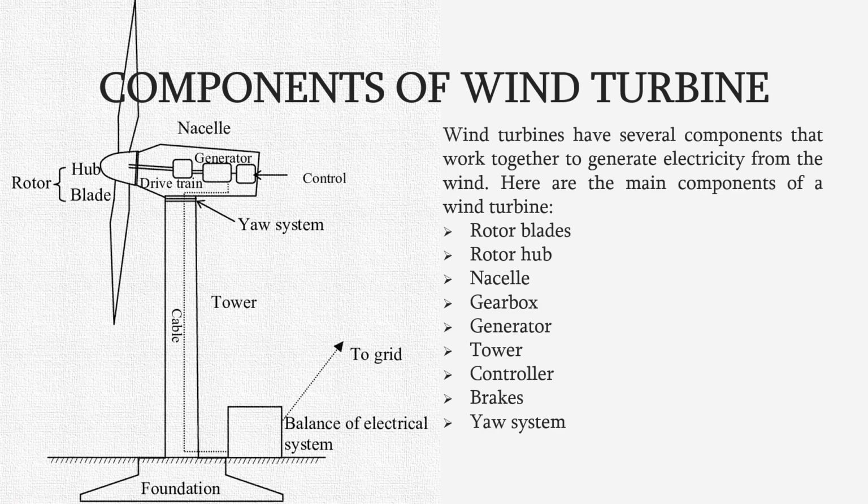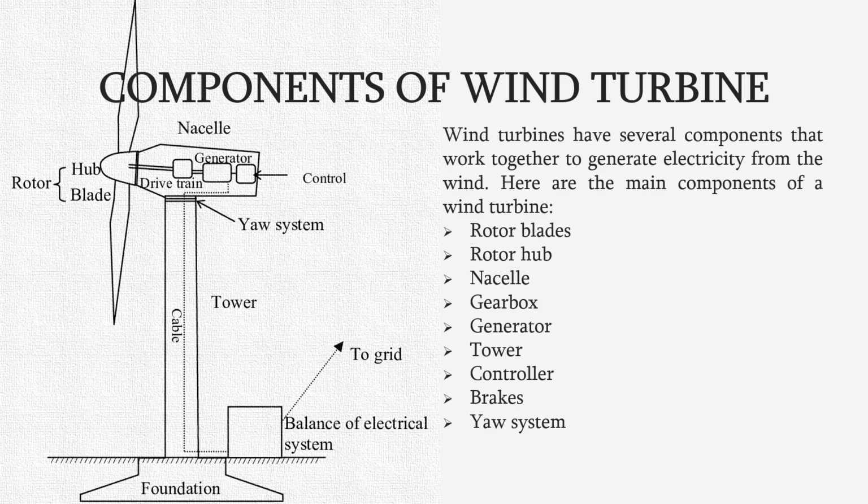Gearbox. The gearbox is a complex system of gears and shafts that increases the rotational speed of the rotor blades from a few rotations per minute to several hundred rotations per minute, which is required to turn the generator. The generator converts the rotational energy of the rotor blades into electrical energy. The most common type of generator used in wind turbines is a three-phase synchronous generator.